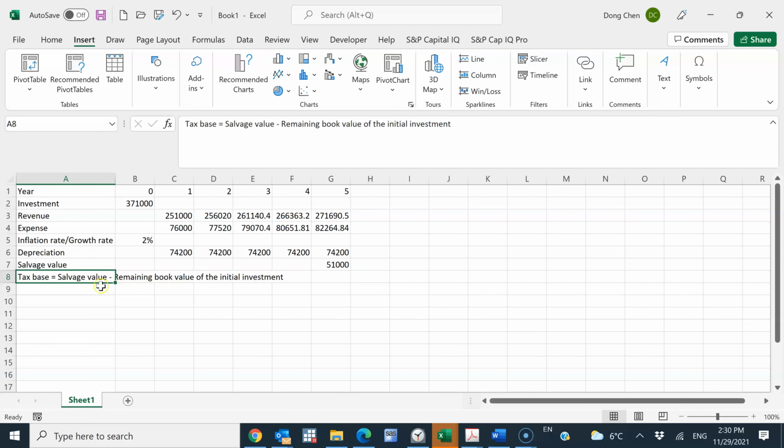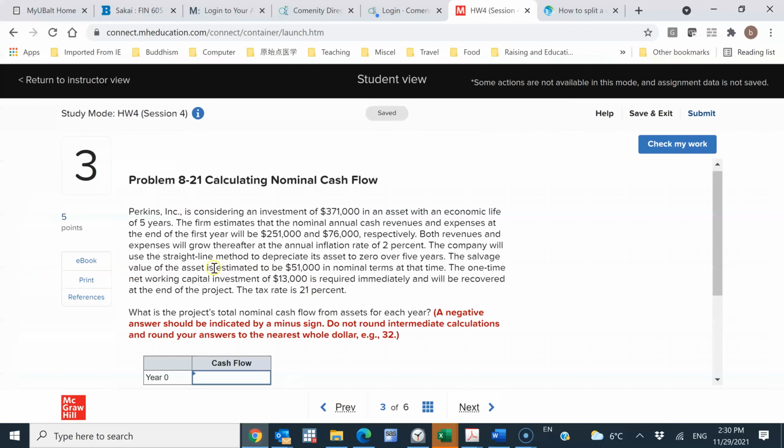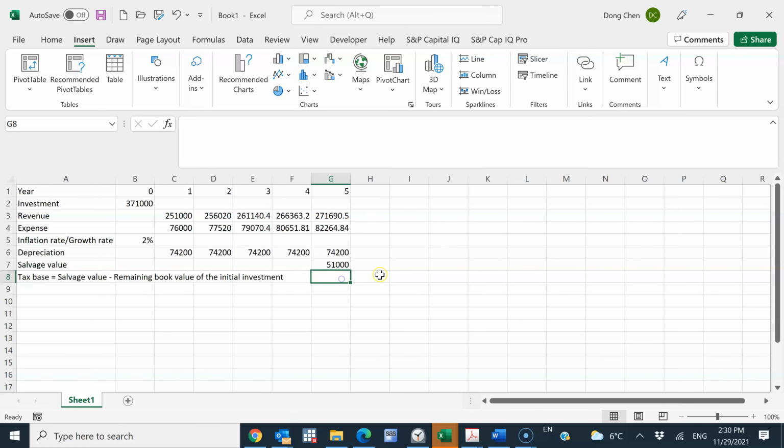So now the salvage value is given here. So what is the remaining book value of the initial investment? The setup already told us that the company will use the straight line method to depreciate its asset to 0 over 5 years. So that already told us that the remaining book value of the initial investment will be 0 by the end of the project life. So that means the tax base will simply be the salvage value. Salvage value minus 0, that's simply the salvage value.